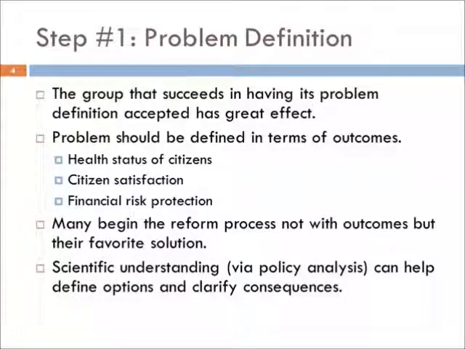Step 1 is the problem definition. This is often overlooked, but it is one of the most important stages in health reform. The group that succeeds in having its problem definition accepted has the greatest effect. A problem should be defined in terms of outcomes. For example, the health status of citizens, citizen satisfaction, or financial risk protection.